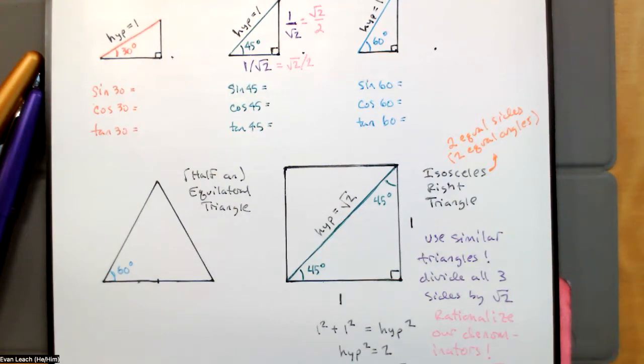How's that, okay? All that just for me to tell you that if the hypotenuse is 1, the two sides are going to be root 2 over 2. That's the most common way you're going to see things like sine of 45.